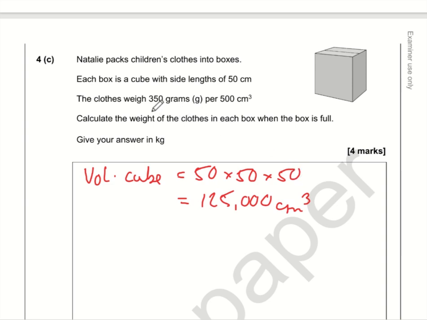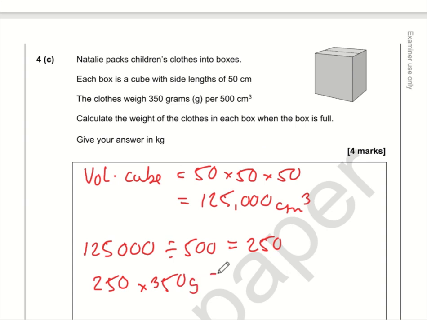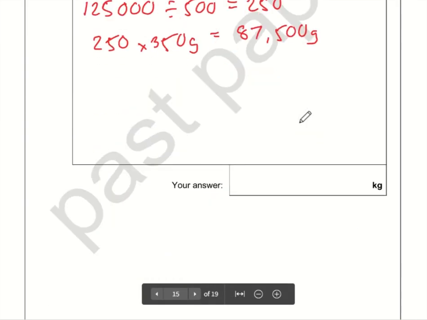Now the clothes weigh 350 grams per 500 cubic centimetres, so how many 500 cubic centimetres are there in 125,000? For that we need to ask ourselves the question, what is 125,000 divided by 500? And that is 250. So there are 250 500 cubic centimetre blocks in this figure here. So if each is 350 grams, then we need to work out 250 times 350 grams, and that is a total of 87,500 grams.